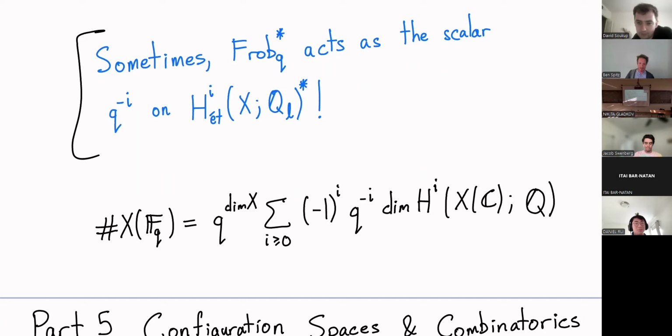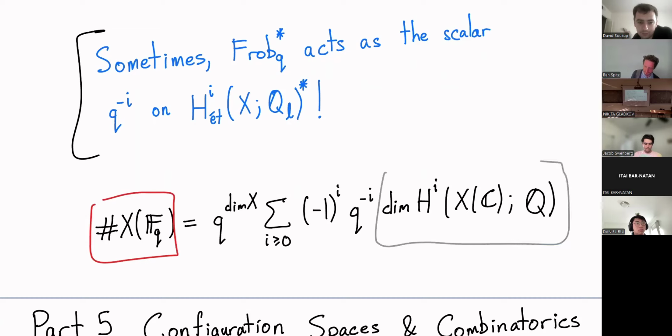All right. And so now we're just going to do this, but in the reverse direction. What we're going to do is compute these numbers directly in a particular example. And then we're going to deduce the cohomology of certain spaces for free. Okay.